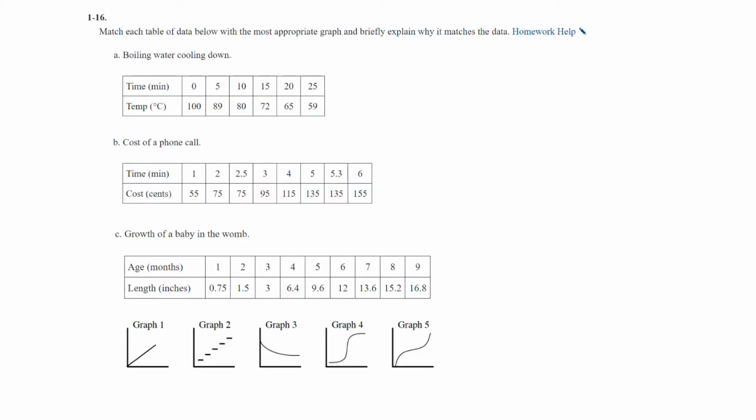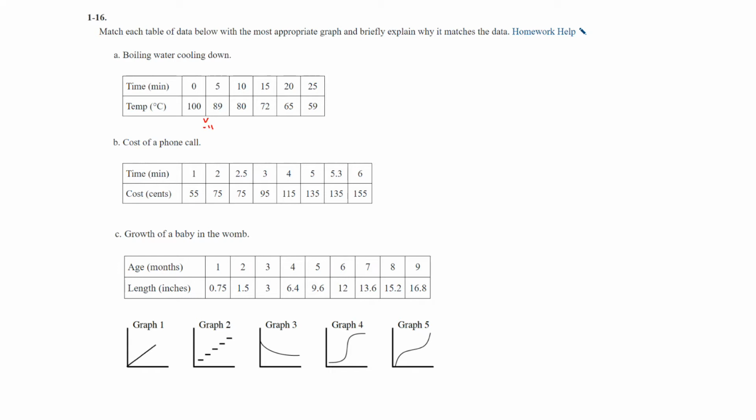Question 16. Match each table of data below with the most appropriate graph and briefly explain why it matches the data. So on the first part, A, it says boiling water cooling down. So you can see the time would represent your X value and the temperature would represent your Y value. So the temperature starting at 100 and then going down from there. You can also see how it's going down.